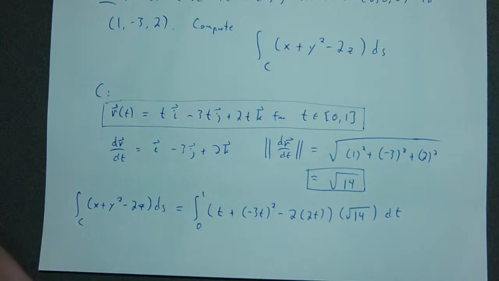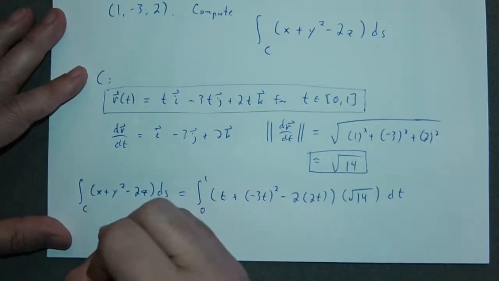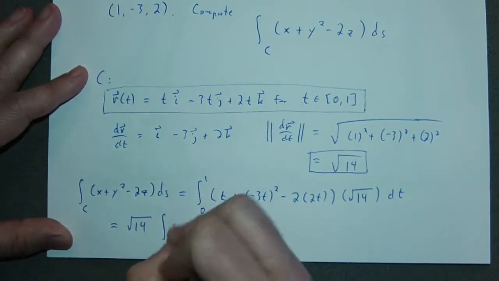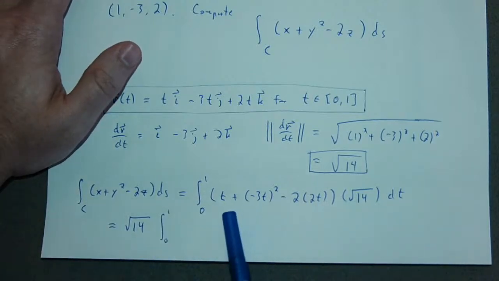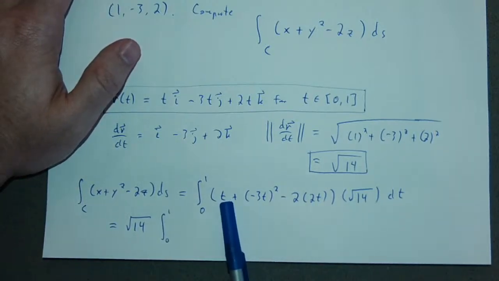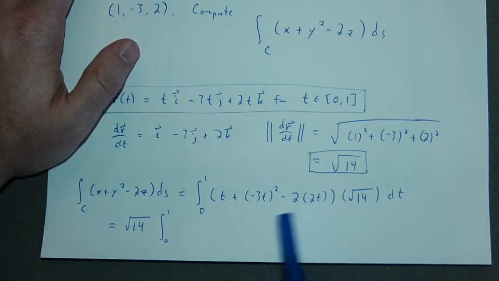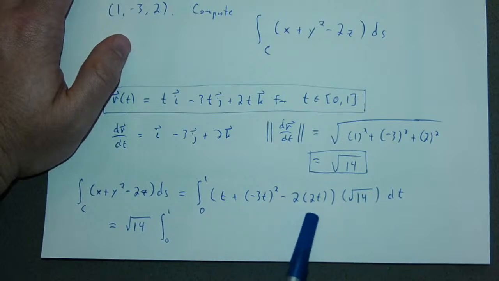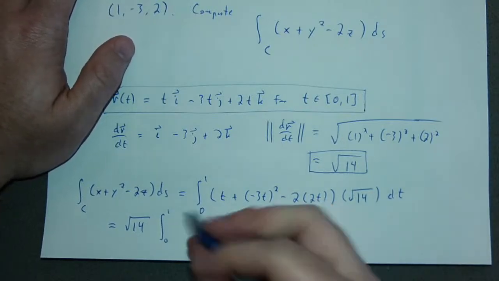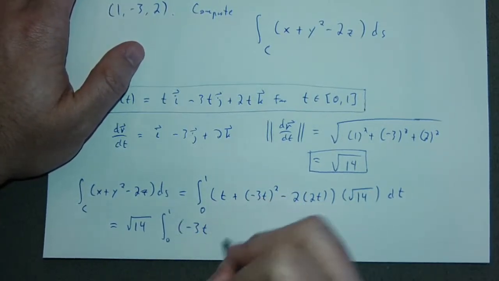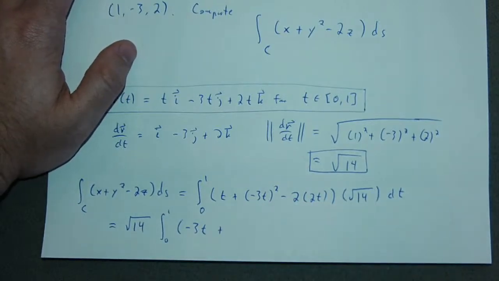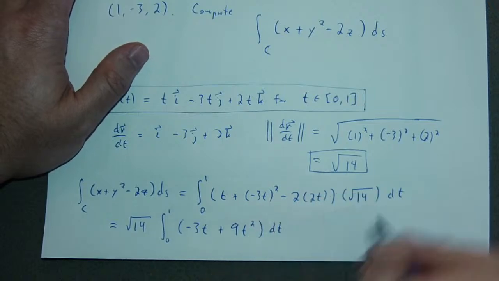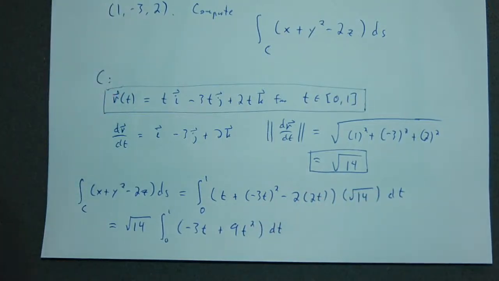Okay, so let's do this algebra real quick. So I can pull the square root of 14 out, and this is the integral from 0 to 1 of, let's see here. So here I have t, here I have another t term, and here I am going to have a t squared term. So let's think for a second. I have t minus 4t, so that's minus 3t. Plus minus 3t all squared is 9t squared. Okay, and so that's an integral. It's not too tricky to do here.